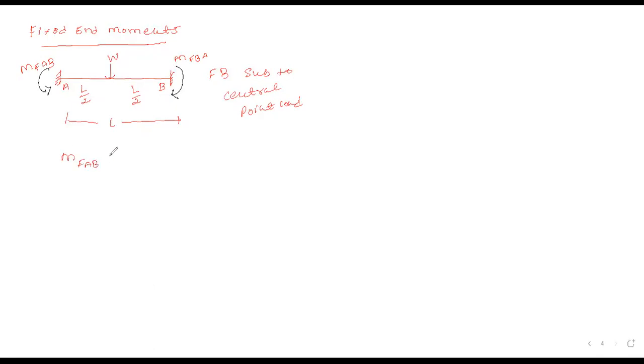I think you people already know that value: minus WL by 8. It is minus because this sign is anti-clockwise. Yes or no? Anti-clockwise moment is basically taken as a negative value, clockwise moment is basically taken as a positive value. You can change this sign. There is no thumb rule to take clockwise positive, anti-clockwise negative, but basically I will consider clockwise positive, anti-clockwise negative.